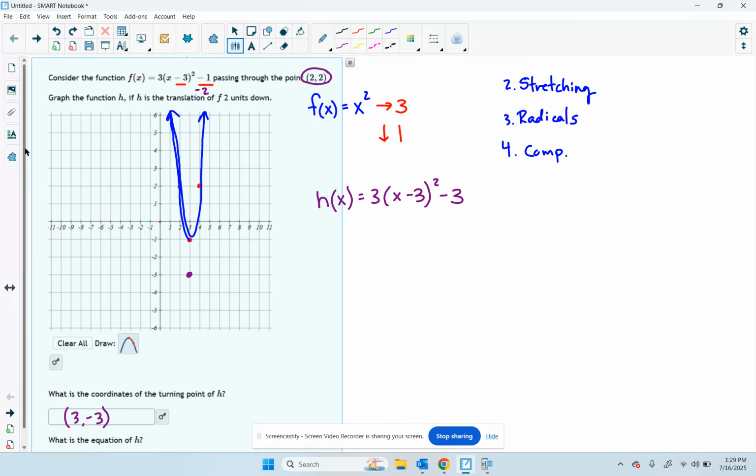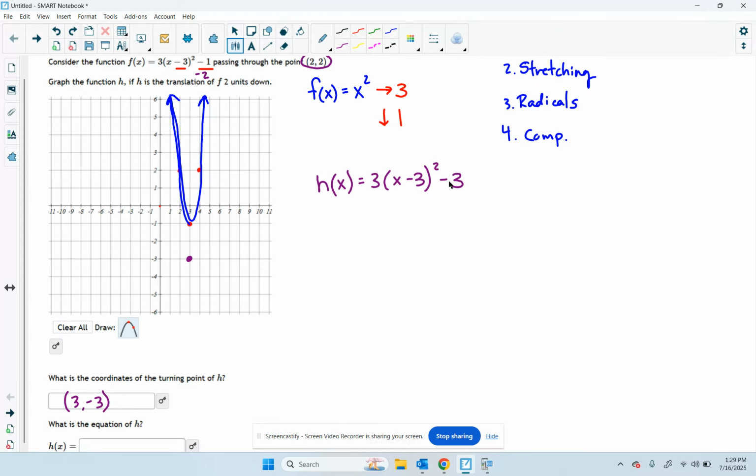And then it wants to know the equation of h. Well, there it is. Everything's the exact same, except now we just have a further shift down, which is where the minus 3 comes from. Okay, if it said that it was reflected vertically, then this 3 would just be negative. That's all you would change. Okay, but really stretching, trying to figure out the graph from stretching is difficult because you can stretch a graph horizontally or vertically, and you can end up with an identical graph.